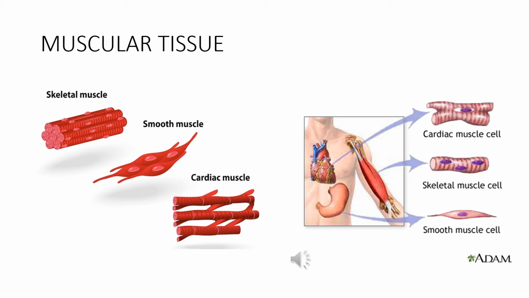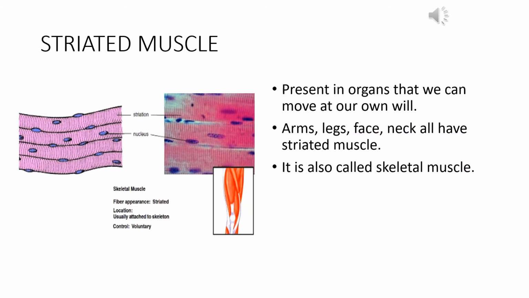Now, where are they located? Let's take a detailed look. The skeletal muscle or the striated muscle tissue is present in the organs that we can move at our own will. So, they are present in the voluntary muscles. Now, why the name striated? Because throughout their length, they have alternate dark and light bands. The dark and light bands give them an appearance of striation. So, they are known as the striated muscle.